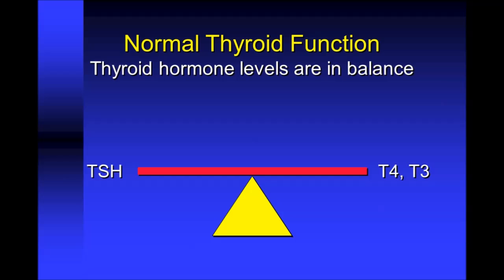In summary, the T4 and T3 are the primary hormones that come out of the thyroid gland. The TSH is the hormone made by the pituitary that reflects the pituitary gland's opinion on the adequacy of the level of thyroid hormone in your blood. As we see in this teeter-totter, when all of those values are normal everything is in balance and the thyroid is functioning correctly.